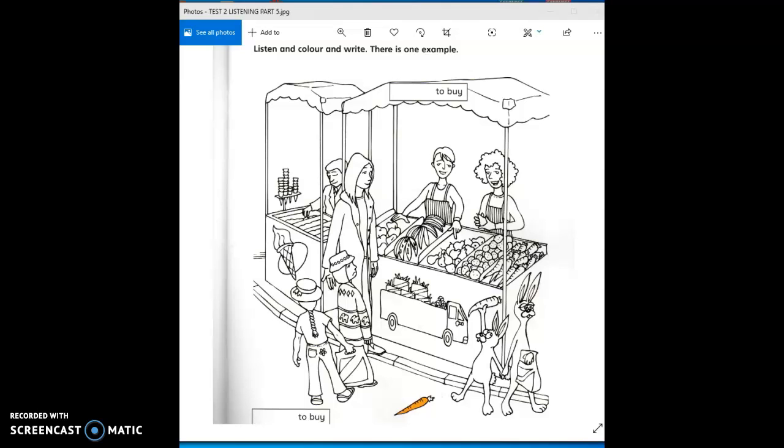Hello, Lily. Oh, hello. That's a nice picture. Yes, it is. Would you like to colour it? Yes, please. Can I colour the carrot? Which carrot? The one that's in the road. OK. Colour it orange. Can you see the orange carrot? This is an example. Now you listen and colour and write.